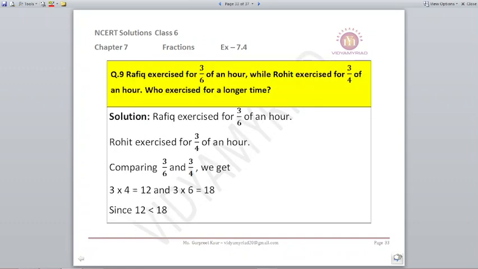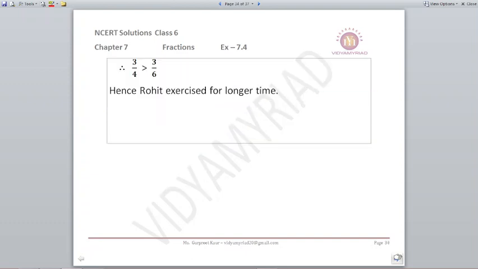Rafiq exercised for 3 upon 6 of an hour while Rohit exercised for 3 upon 4 of an hour. Who exercised for a longer time? We need to compare 3 upon 6 and 3 upon 4. Cross multiply, 3 4s are 12, 6 3s are 18. So which is bigger and which is smaller? 12 is smaller, 18 is bigger. So what does it mean? 3 upon 4 is greater than 3 upon 6. So Rohit exercised for a longer time.